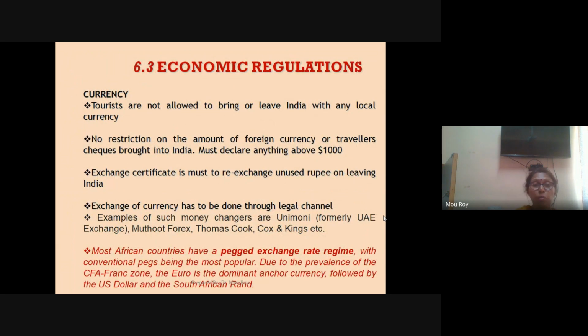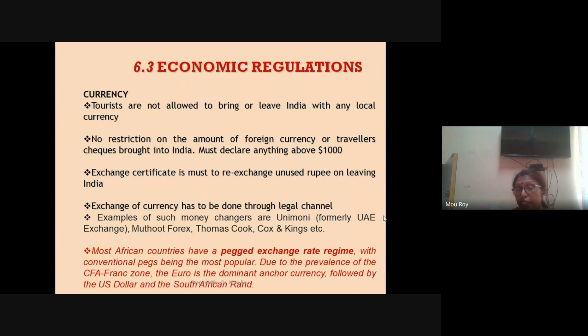There are also currency and economic regulations, like exchange of currencies. Suppose you are staying in a hotel and you are a foreign national who wants to change some currency. The hotel, which are basically money changers, will exchange it, and they won't charge anything extra because you are an in-house guest. But if you are not staying in a hotel, you can get it done from travel agents and money changers like Western Union Money Exchange, Thomas Cook, and Cox and Kings. These are all travel agents who will exchange the currency for you.